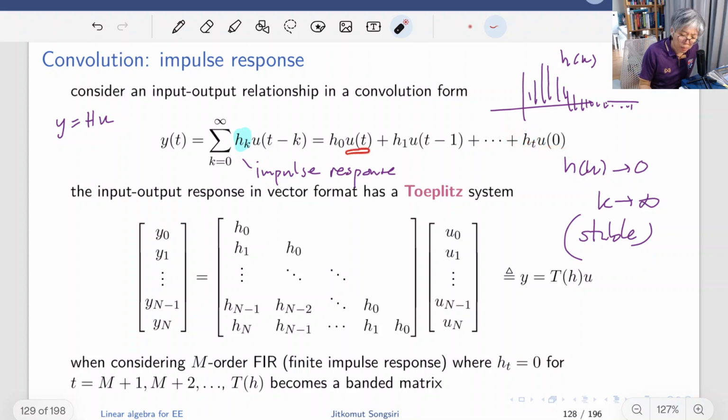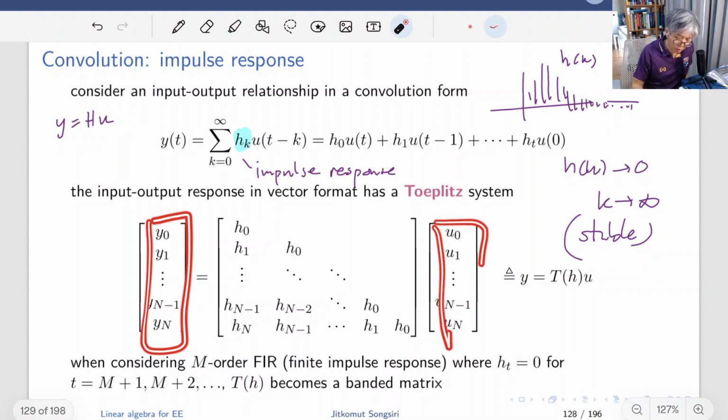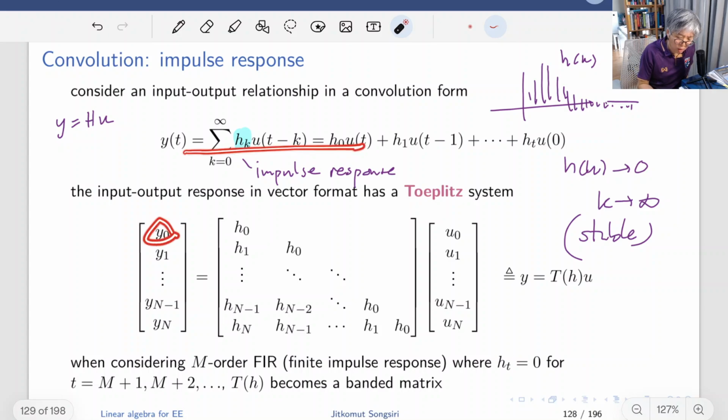The input that plays a more important role, that is more significant, is going to be the recent one, ut or ut minus 1. From this convolution sum, if we write it down as a linear vector equation between y and u, you're going to see from this equation that y0 is h0 times u0.